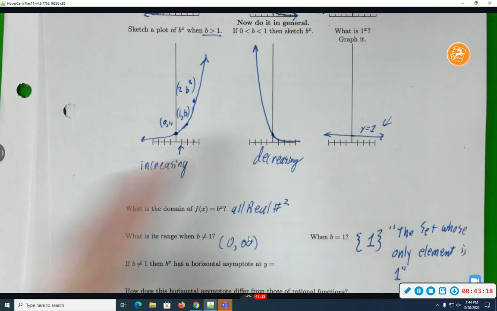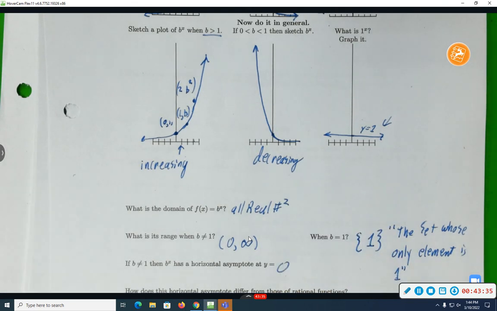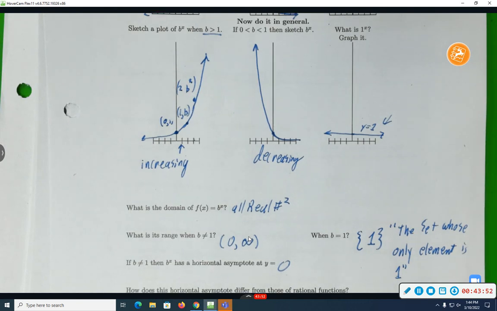Do these functions have any horizontal asymptotes? Is there a horizontal line that they get close to? What horizontal line are you thinking of? 0. They're different from the horizontal asymptotes that rational functions have, though. Rational functions do the same thing to the far left and the far right. Here we have very different behavior for positive and negative numbers. So that's how they differ from rational functions.